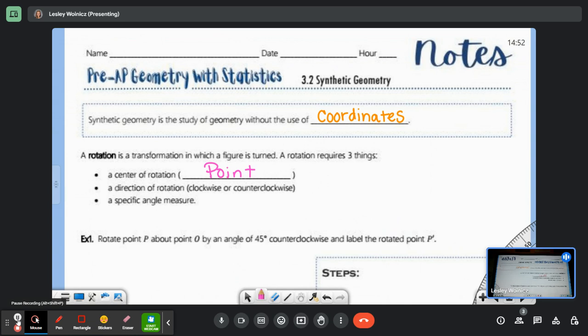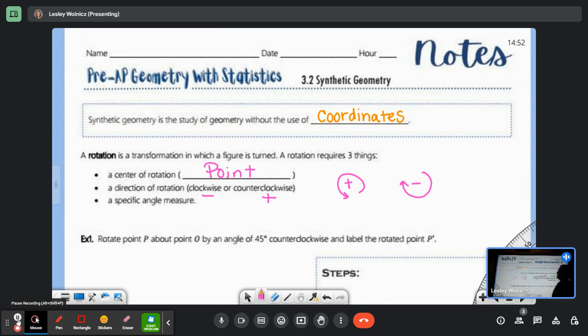We also need to know which way to rotate. So clockwise or counterclockwise. It's a little bit weird, but counterclockwise is actually the positive direction. So counterclockwise is going to be positive, and clockwise is going to be negative. So if you're going this way, it's positive. If you're going with a clock, it's negative. I didn't make up the rule.